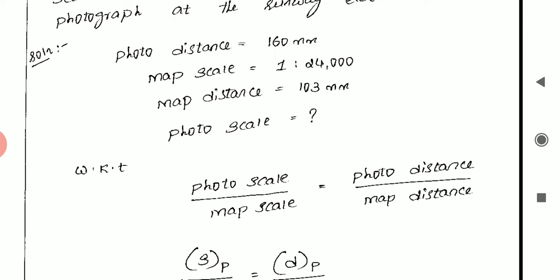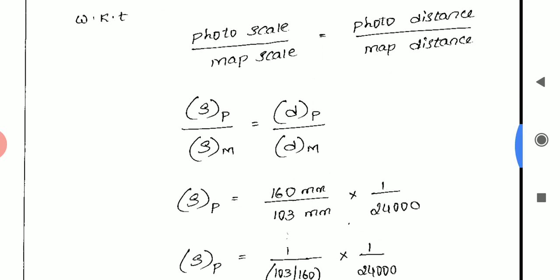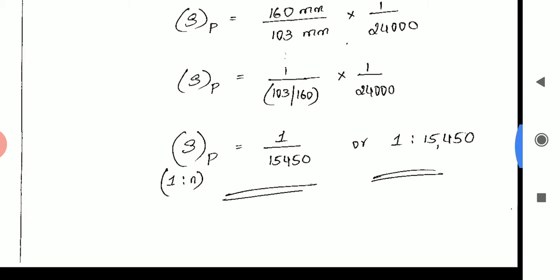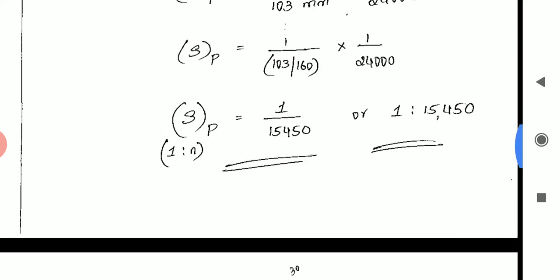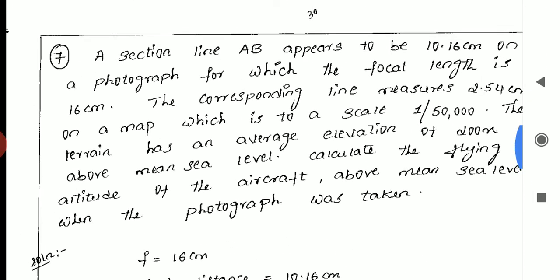So photo scale divided by map scale equals photo distance divided by map distance. We already know that formula. The photo scale is SP, map scale is SM, photo distance is DP, map distance is DM. By using all these we will get the photo scale. Okay, same here also. In these cases 1:n, so SP, the photo scale, is 1:15,450.